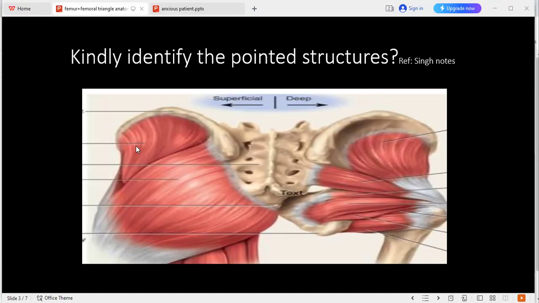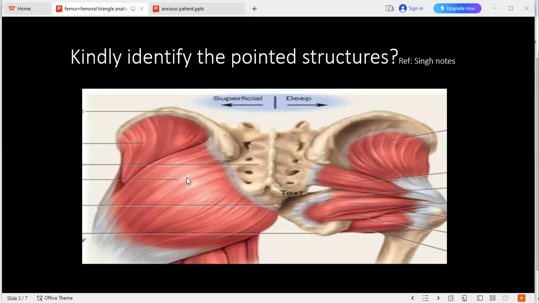Can you tell me the origin, insertion, nerve supply and action of this muscle, please? Gluteus medius originates from the posterior aspect of the ilium on the anterior gluteal line, and the muscle is inserted into the greater trochanter along with the gluteus minimus. The nerve supply is the superior gluteal nerve. And the action? It is an abductor of the hip joint.